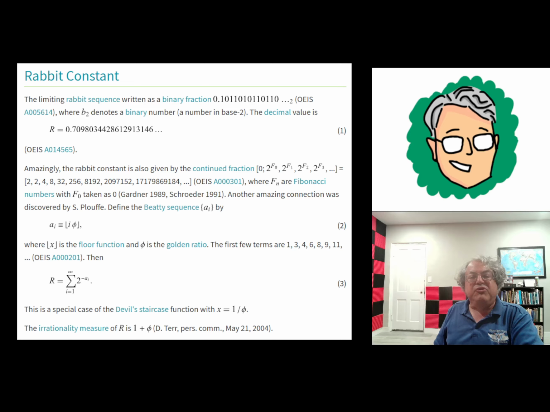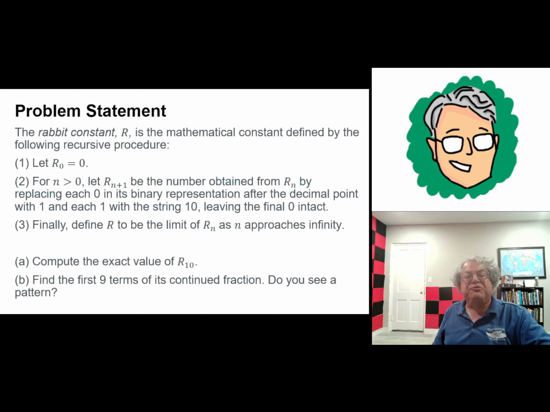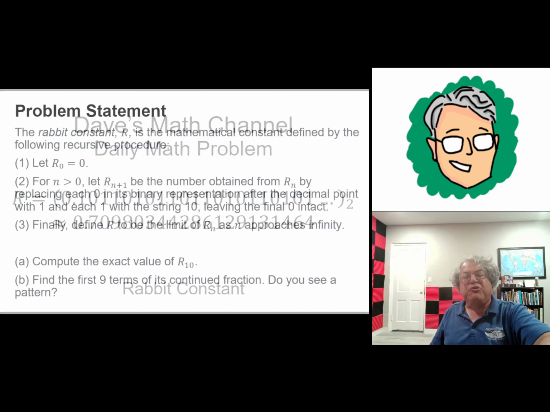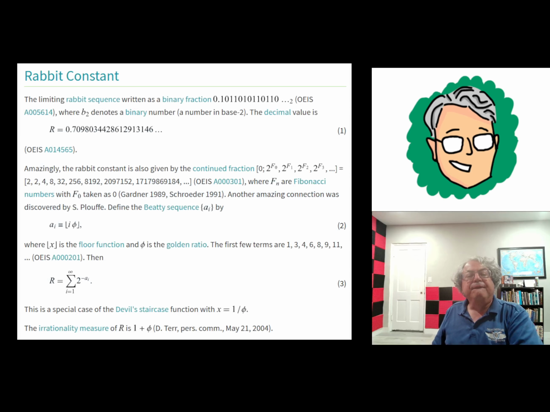But here's the approximate decimal value of R. They give it to 20 decimal places. I also did on the cover slide. You can compute it to an arbitrary number of decimal places. And I should mention that right after they show the decimal expansion, they show what its continued fraction looks like, and it has a really fascinating continued fraction.